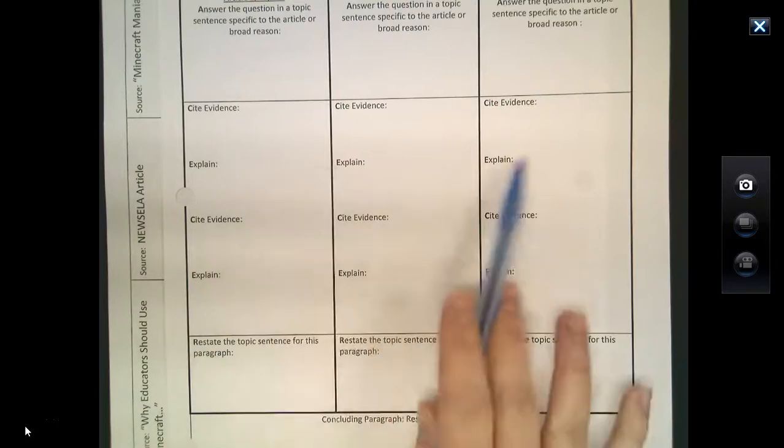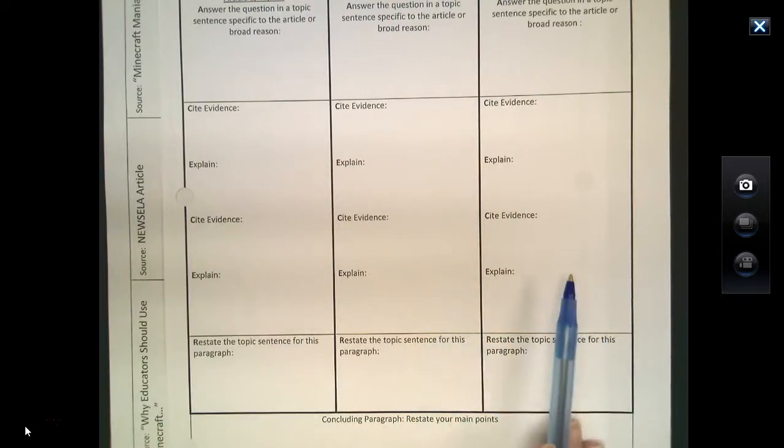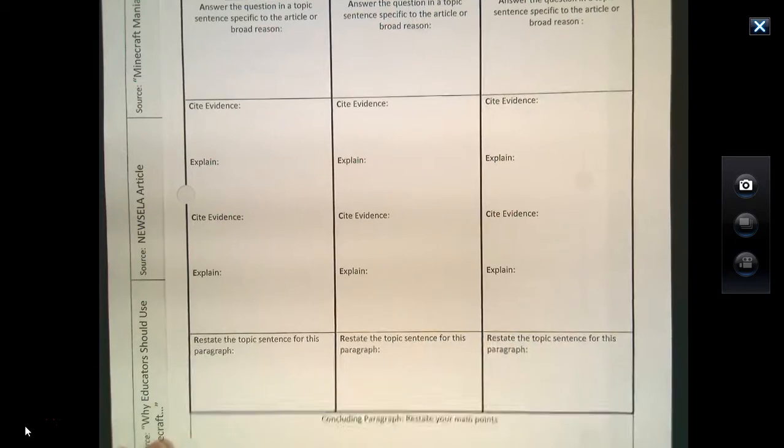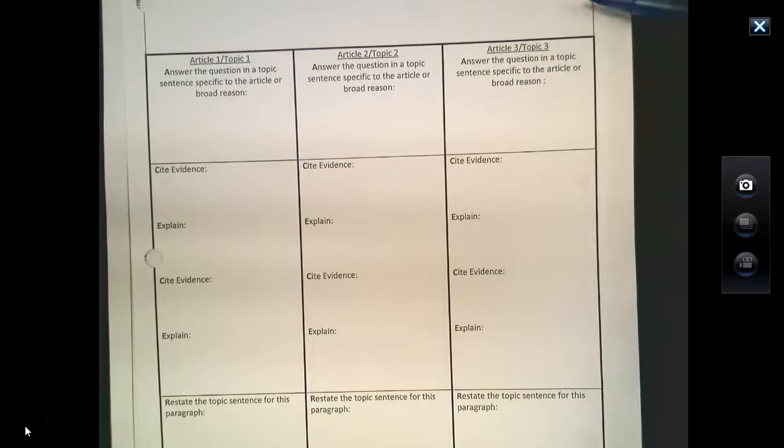Once you've planned out your 3 body paragraphs, then you're going to go on and watch the videos of how to write your introduction and how to plan out your conclusion.